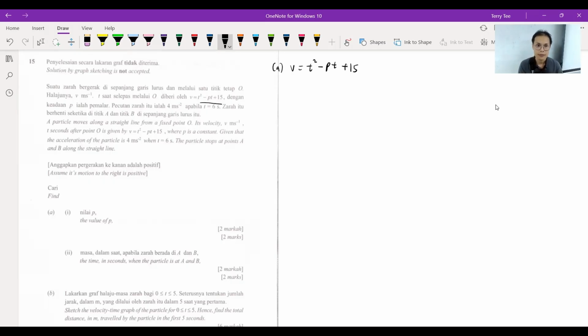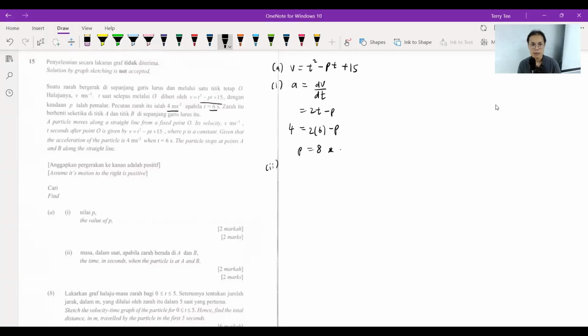Okay, so to find the value of p first, we know that pecutan zarah ialah 4 meter per second squared apabila t equals 6. So to find pecutan from the halaju, we have to differentiate dv/dt. Bezakan, you get 2t minus p. We substitute, gantikan your a with 4 and your t with 6 to find your p. As I bring the p over, this is 12 minus 4. P value is 8. All right, this is a Roman 1.